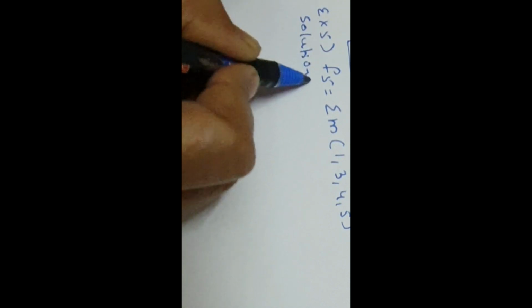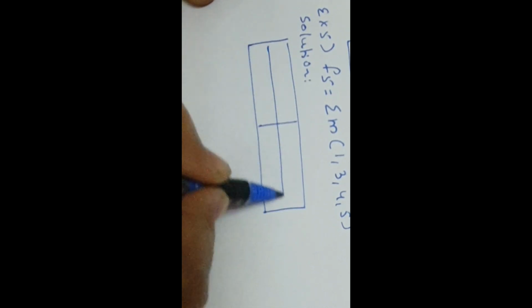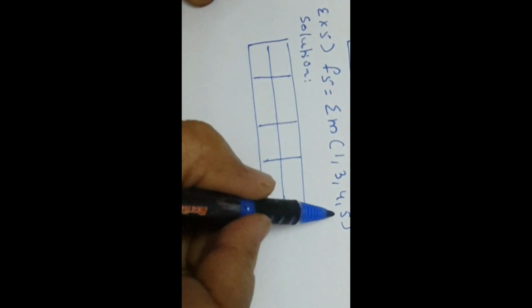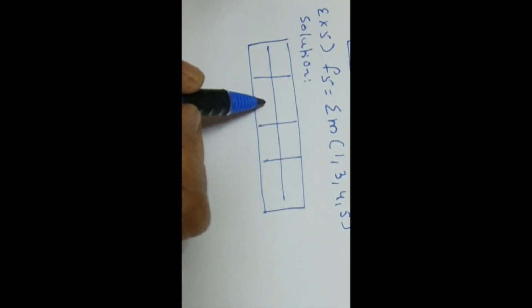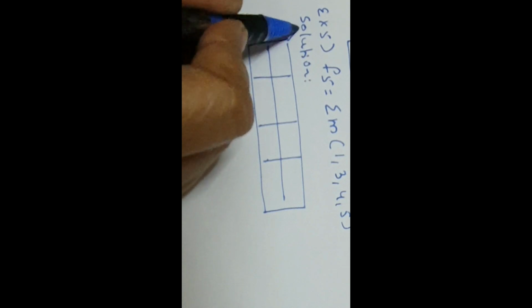Solution: it is 3 variables, so we'll have to draw an 8-square K-map, because the biggest minterm number is 5. To represent 5, which is 101 in binary, a minimum of 3 bits is required. Hence the given Boolean equation is of 3 variables, and 2 raised to 3, an 8-square K-map, we will draw.